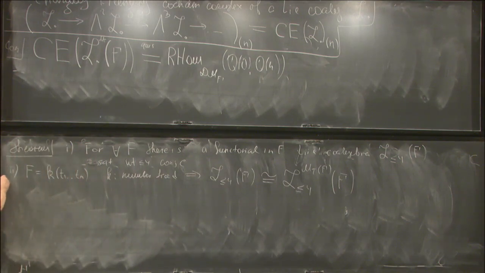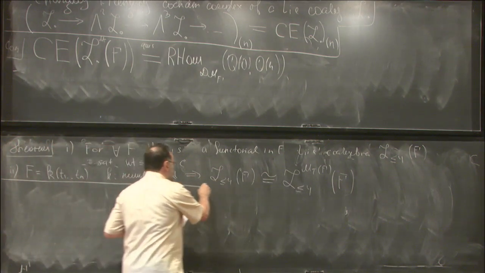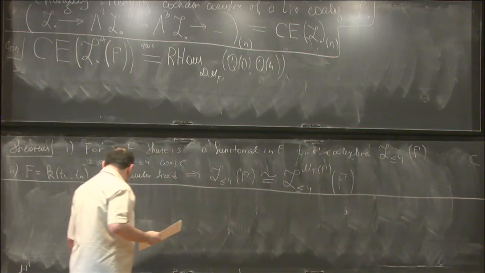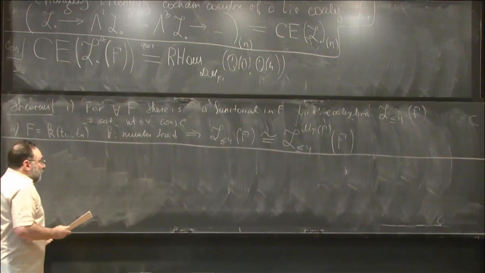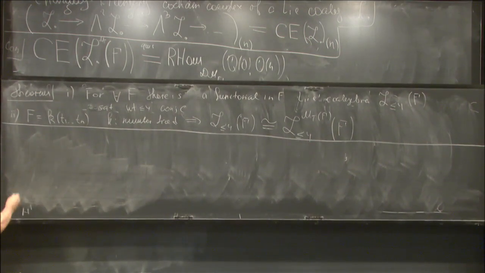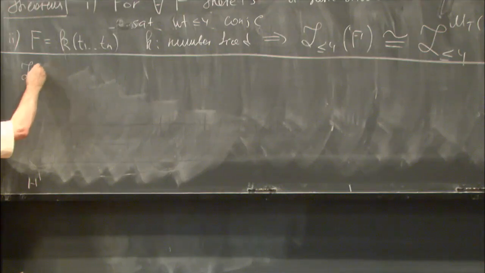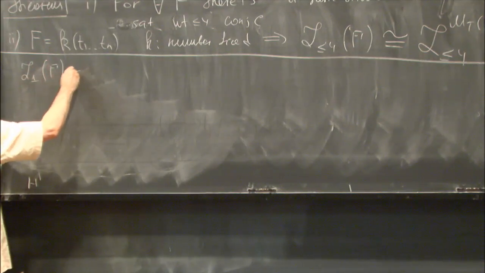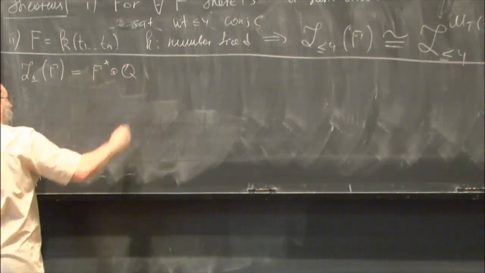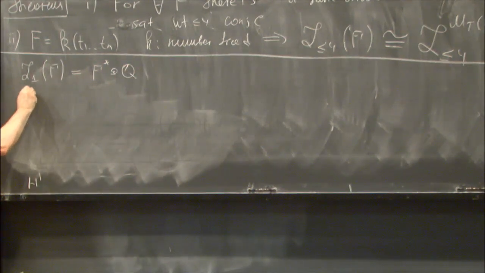Now, what is a little more precise statement behind this? So now you're going to see how all these things work together. So what does this tell us about the structure of this L_{≤4}? First of all, what is L_1 of F? So the claim is this is just the multiplicative group of your field, tensor Q. So what is L_2 of F?